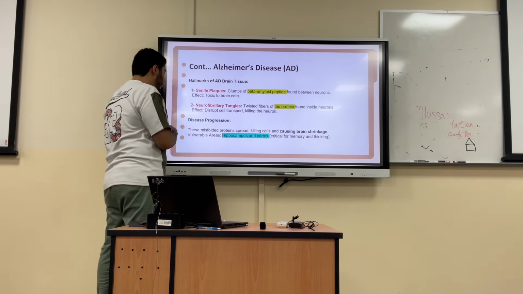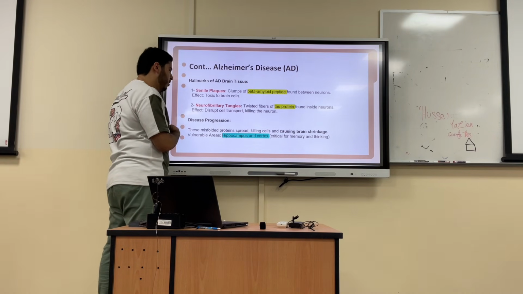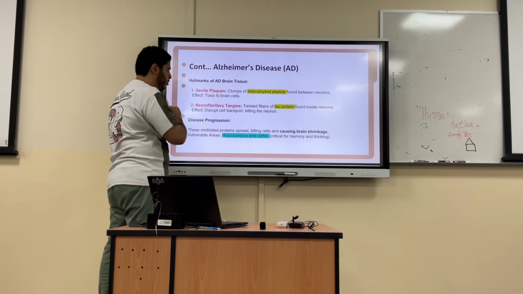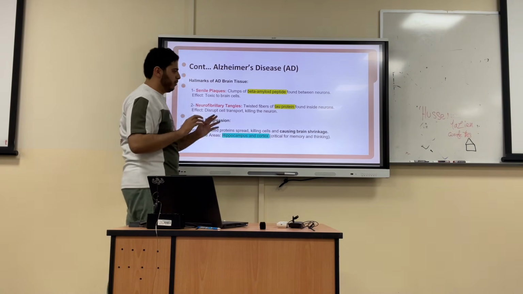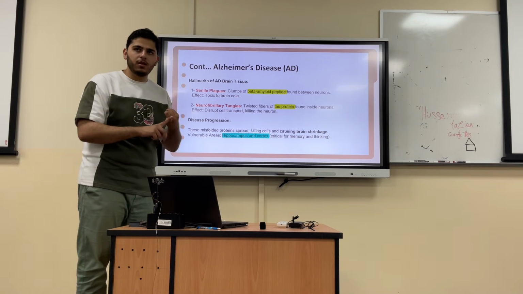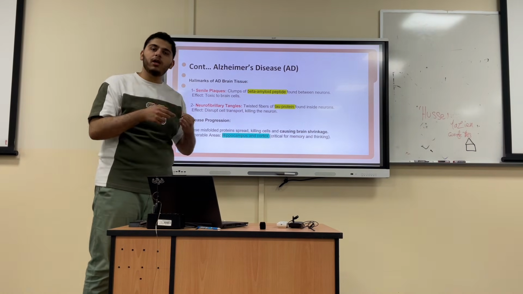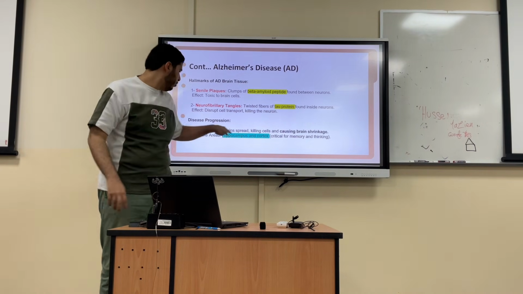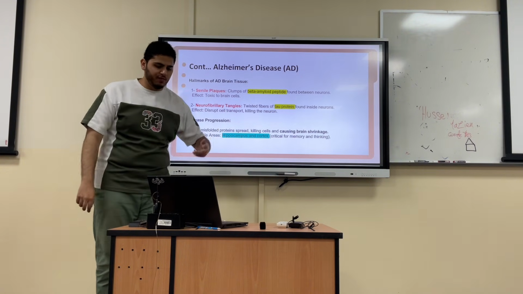As for the progression, these misfolded proteins, tau protein and beta amyloid peptide, kill cells and cause brain shrinkage, as I said. The affected areas are the hippocampus and the cortex, which are critical for memory and thinking. These are the most vulnerable areas.